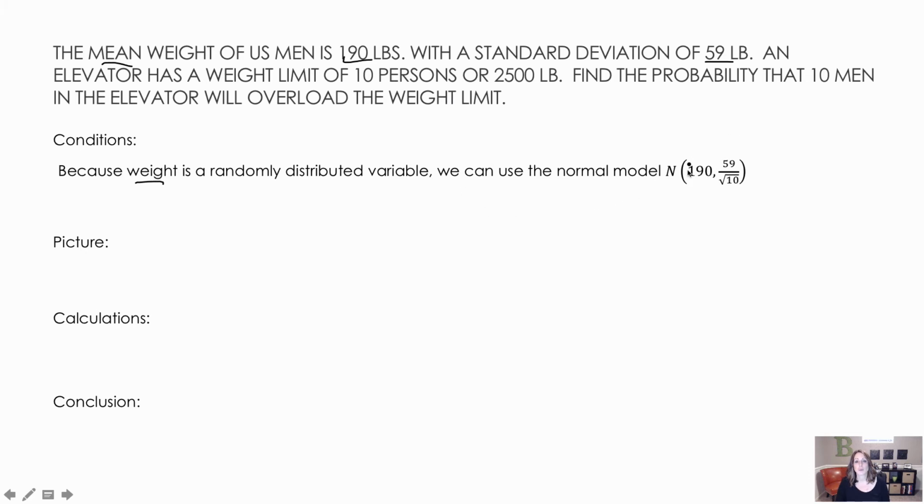And the normal model is 190, which is the mean, and then the standard deviation is not 59, it's 59 divided by the square root of 10. Now my picture, of course, should have the 190 in the middle because that's the mean, and my question is the weight limit of 10 persons or 2,500 pounds, which is essentially me saying that each person would weigh an average of 250. So notice that's the number that I'm using here, so this one was a little bit tricky. So I'm using the number 250 because I'm saying if each of them weighed 250, then we would overload 250 or more, which is why I shaded to the right, then we would overload the elevator.